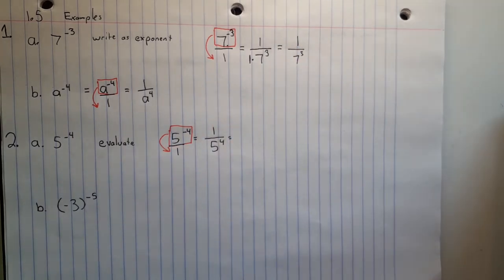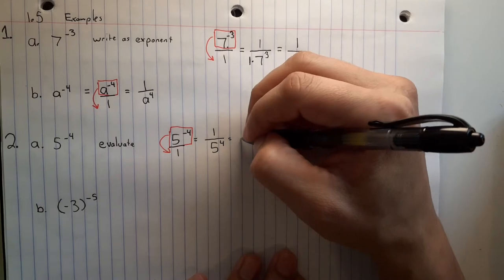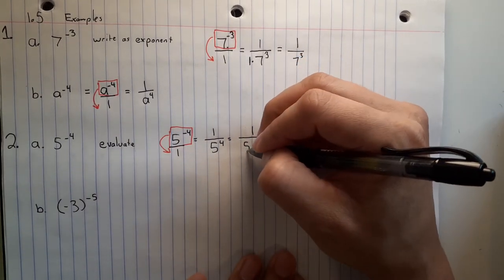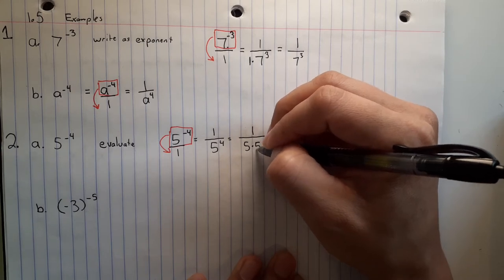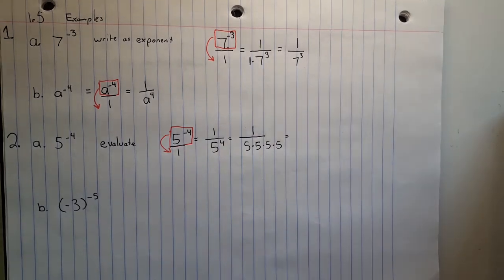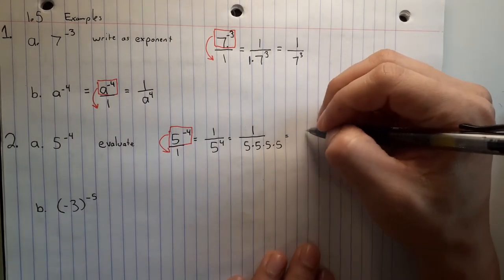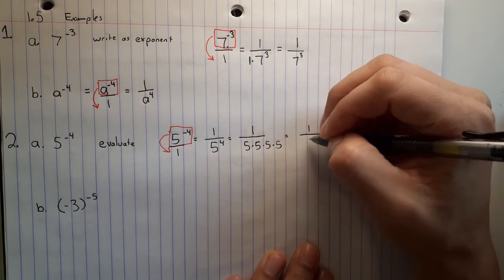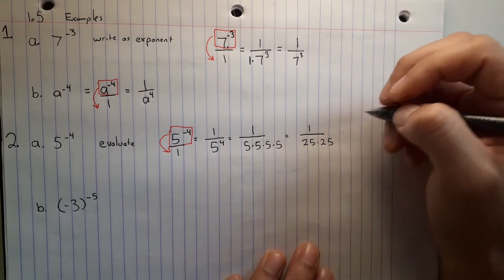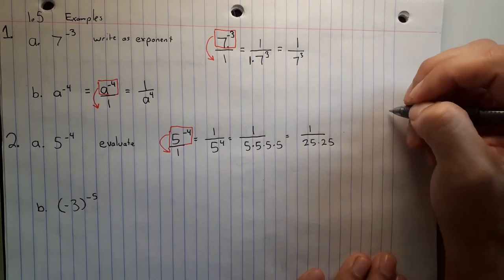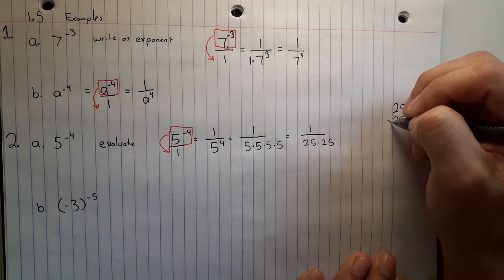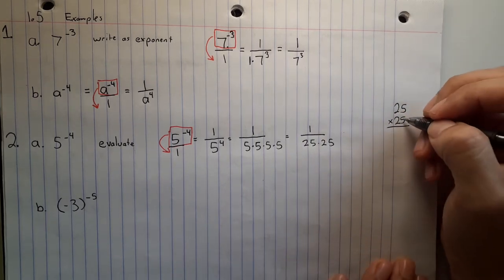And from there, we use what we learned in previous lessons about exponents. The 1 stays the same, and the 5 to the 4 is the same as 5 times 5 times 5 times 5. That should be 1 over 25 times 25. I have a feeling it's 625, but it might be bigger.